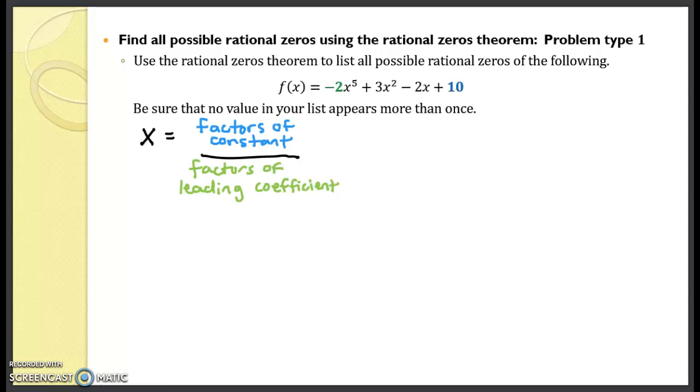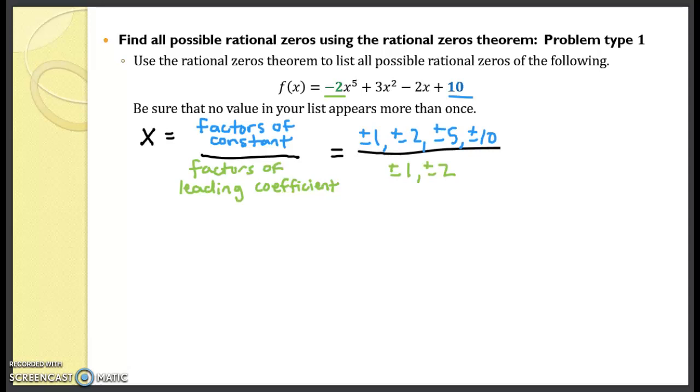So what are those? Well, the factors of the constant term, or of this 10, are plus or minus 1, plus or minus 2, plus or minus 5, and plus or minus 10. Now, the factors of the leading coefficient, or of negative 2, are just plus or minus 1 and plus or minus 2.